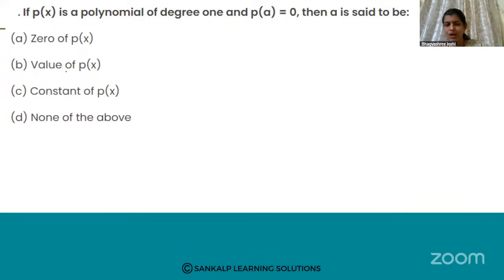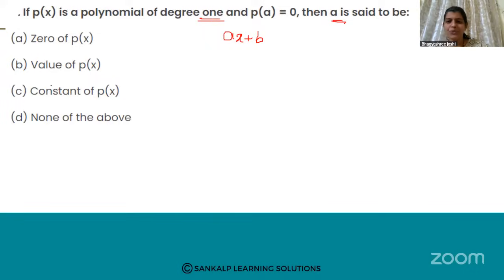If P of x is a polynomial of degree 1 and P of a equal to 0, then a is said to be, yes, my dear children, a is said to be, observe carefully, think about this a little. P of x is a polynomial of degree 1. Okay, degree 1 is there. P of a equal to 0. If degree 1, it is a linear polynomial, right? Linear polynomial is in the form of ax plus b, right? P of a equal to 0. Then a is said to be whether zero of P of x, value of P of x, constant of P of x, none of the above.